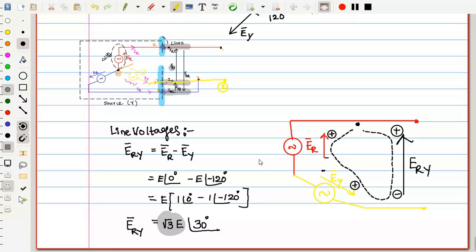So let me write here. Mod of ERY. What does it represent? Magnitude of the line voltage. So I will put it like this: EL, line voltage magnitude, is equal to EL. EL is equal to root 3 times E. What is E? E is the phase voltage magnitude. If you want, you can create a notation for simplicity: root 3 EP, where P means phase voltage.